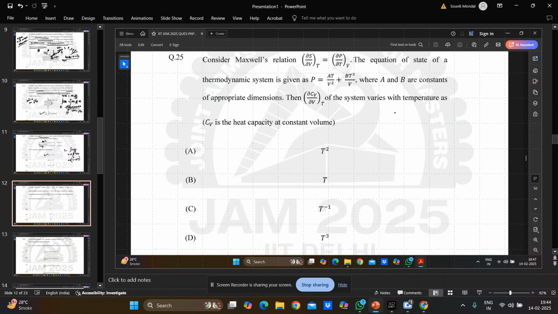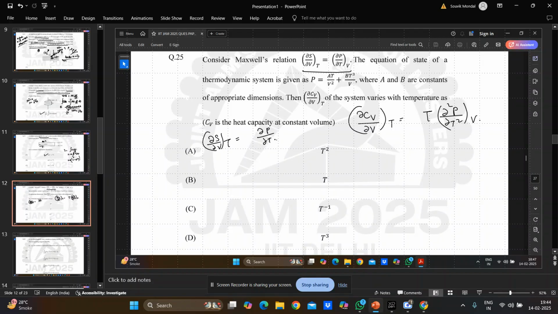This is actually a complicated problem, not complicated if you know the formula, and complicated if you don't know the formula. I mean, you have to leave it. So the formula is del Cv del V at constant T is equal to T del 2P del T2 at constant V. And how is this formula coming? I will try to show you partly how this formula is coming.